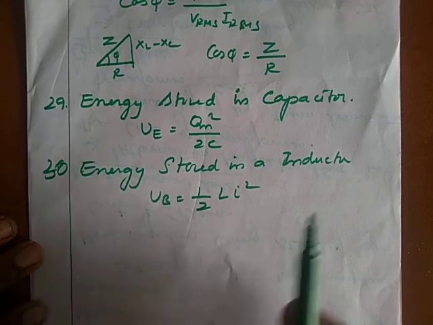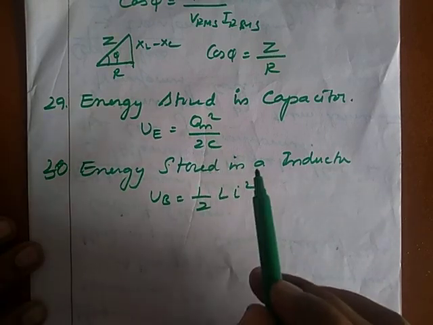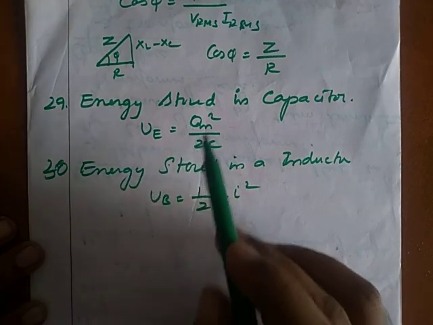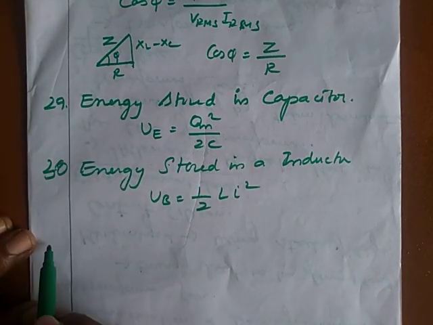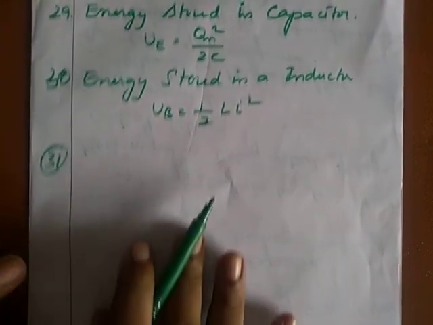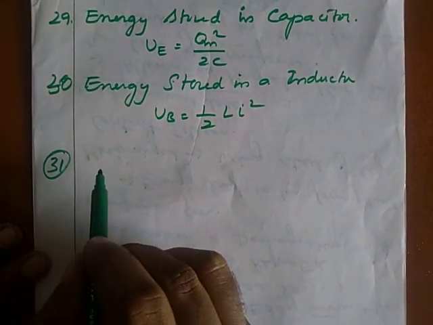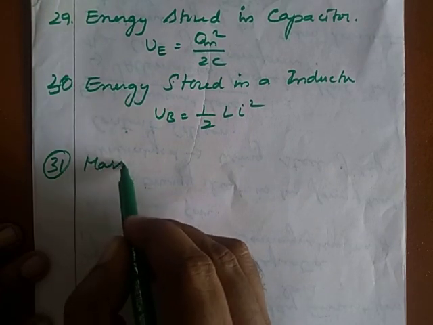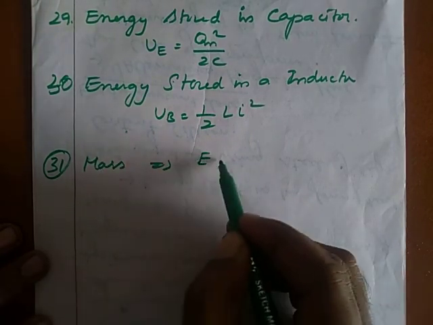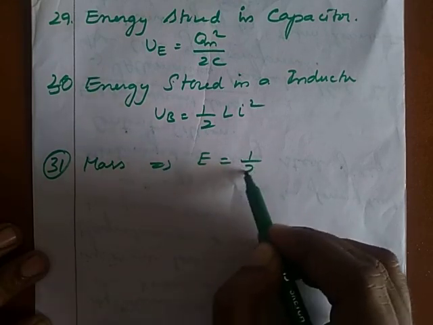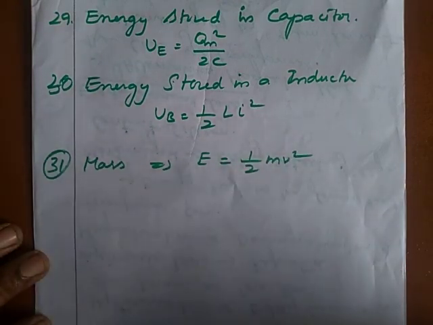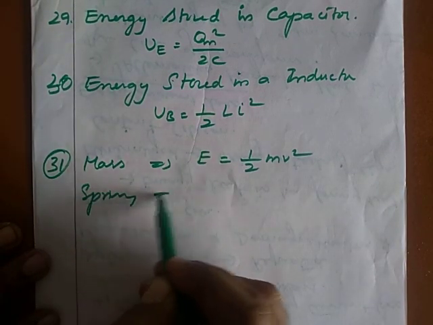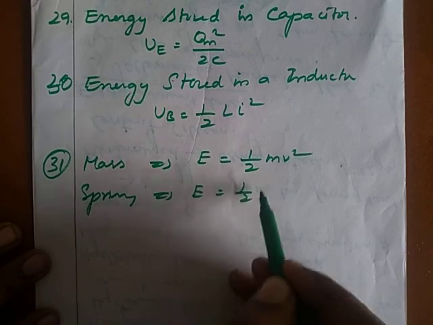Then it is compared with the spring mass system. Here the LC oscillation system is compared with the spring mass system. For the spring mass system, the energy stored in the mass is kinetic energy. For the mass, the energy will be half m v square. Then for the spring, the energy will be half k x square.